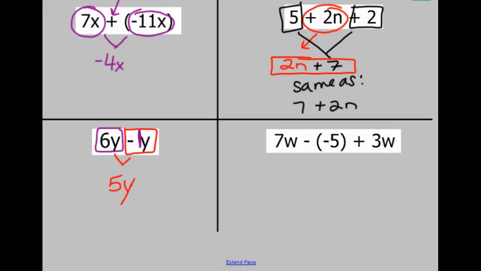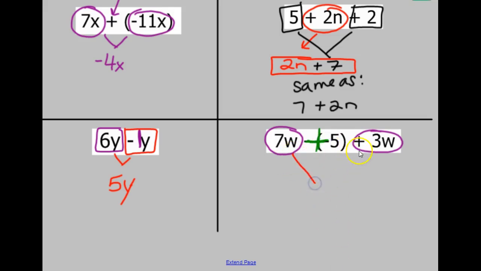Again, you can use a calculator starting with this chapter. Look at our letters first. Here we have a 7W. Here we have a positive 3W. There aren't any W's here, but I know the opposite of a negative is going to make here a positive. So that's one big plus sign.